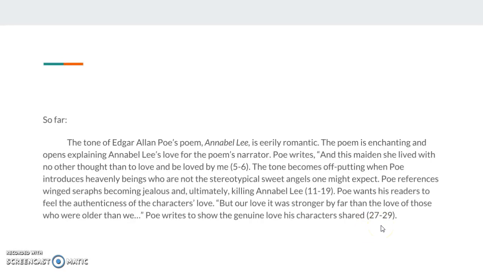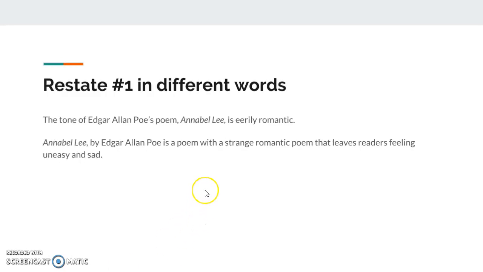So you'll see this has a structure of 1, 2, 3, 2, 3, 2, 3. All the 2s support the 1, and the 3s support the sentence, the 2, right before them. So now I just want to restate the number 1 in different words. Here is my original number 1: the tone of Edgar Allan Poe's poem, Annabel Lee, is eerily romantic. I'm going to restate that in different words and in a different order, changing my sentence structure.